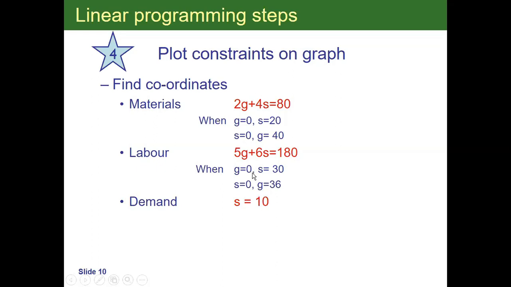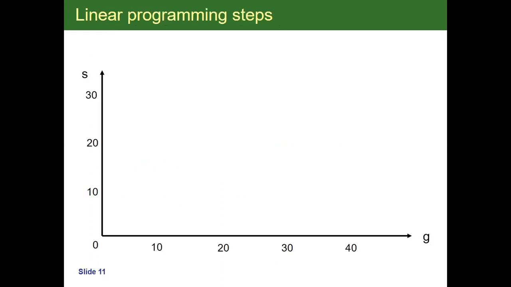Now we go back and make our graph. You take S on one axis and G on the other. It does not make a difference. If you want, you can take G here and S here. It is no problem, you can take it on any axis. So we put S on the y-axis and G on the x-axis.